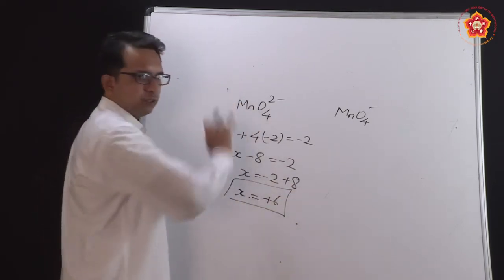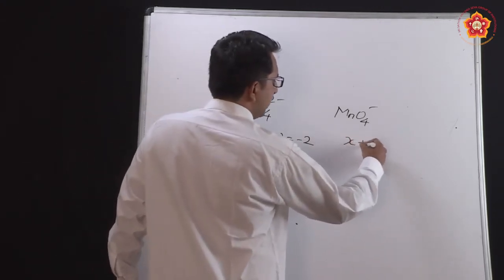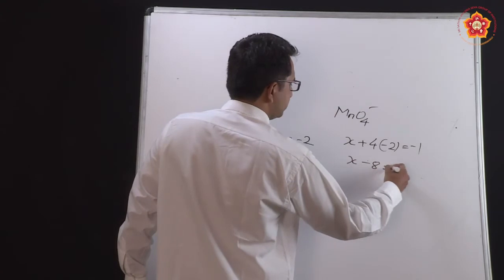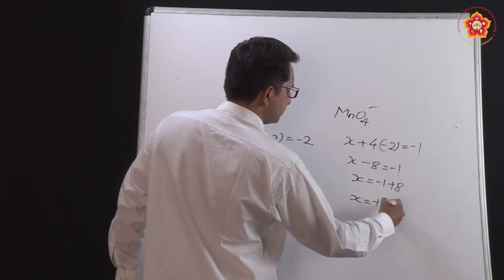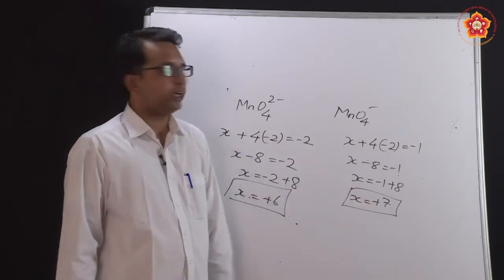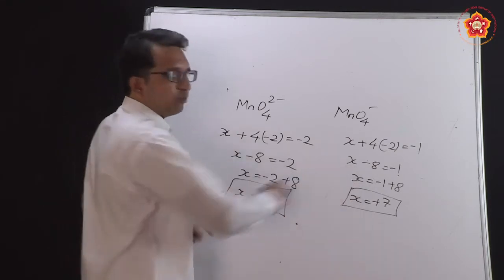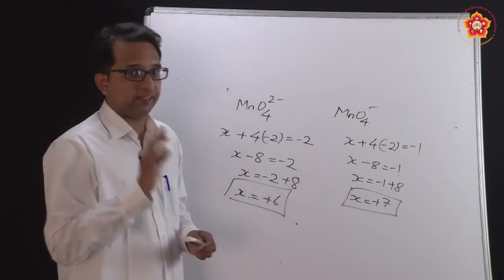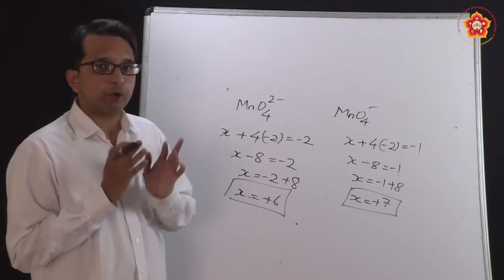So, in this system the manganese charge is plus 6, whereas when I consider this one, x plus 4 into -2 is equal to -1, x minus 8 is equal to -1, x is equal to -1 plus 8, so here x is plus 7. So, in potassium permanganate, the oxidation state of manganese will be plus 7, whereas here it was plus 6. So, this is the conversion that is employed in the electrolytic method to obtain potassium permanganate at the end. This is how the overall methodology of preparation happens for potassium permanganate.